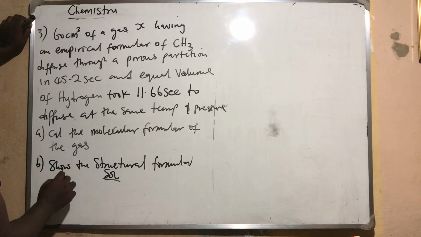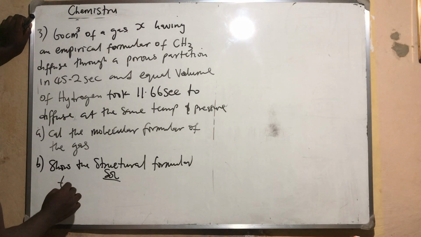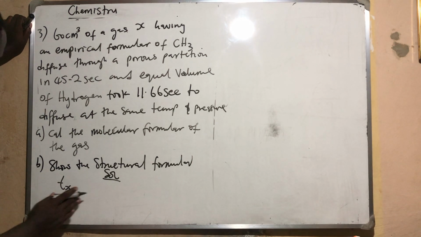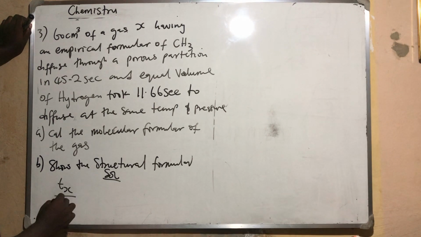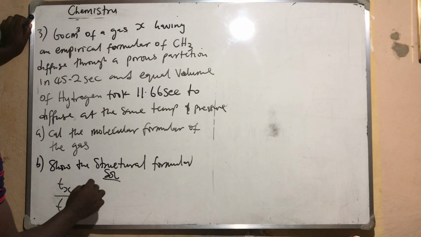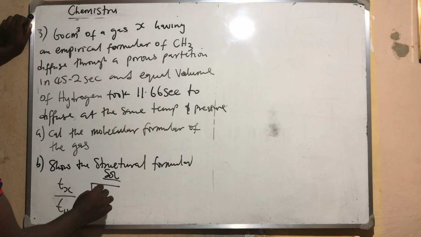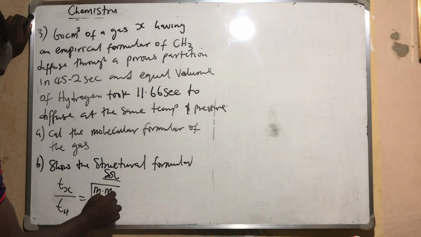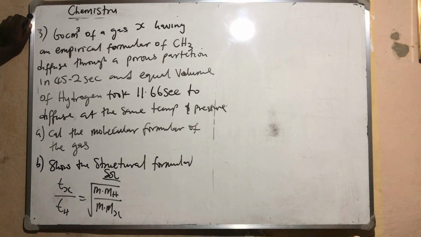We have that the time of the gas X, all over the time of hydrogen, is equal to the square root of the molar mass of hydrogen all over the molar mass of that gas X. So what do we have?